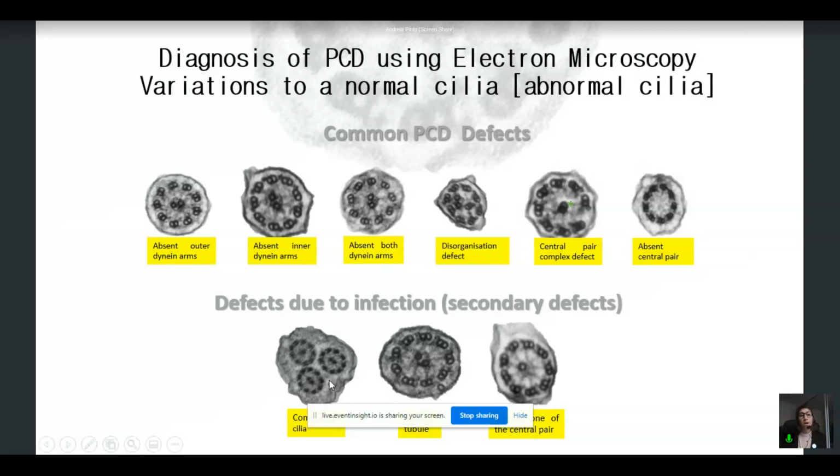But there are also other defects that are considered secondary defects. Those are, for instance, the presence of multiple cilia inside the same membrane, or the presence of single tubules lost in the middle of the cilia, and a broken central pair where only one tubule is visible. These defects also contribute to the analysis, but they have to be considered as secondary. They don't contribute to the disease.